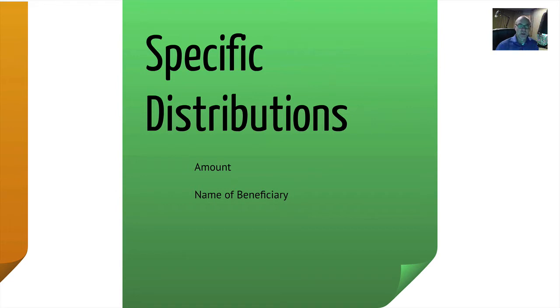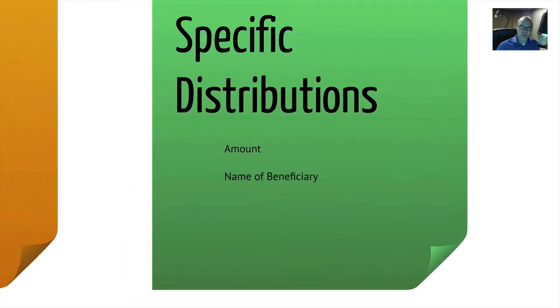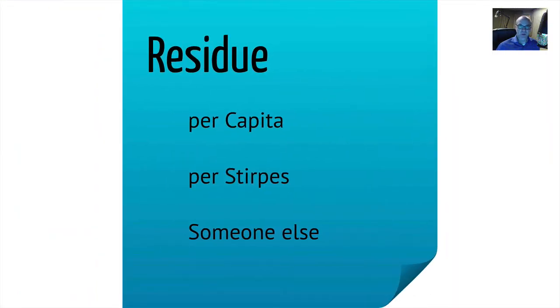charities. So if you passed away with $100,000, you can start your will by saying, I want to first give $10,000 to Fred Flintstone, my neighbor. And anything left over, we call that the residue. But specific distributions, how much and to whom does the gift go? And then we get to the residue. And the residue is, after specific distributions, what's left over.